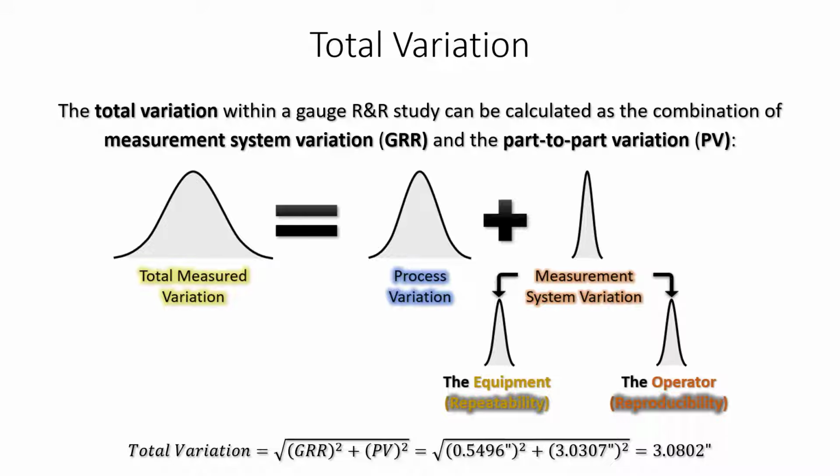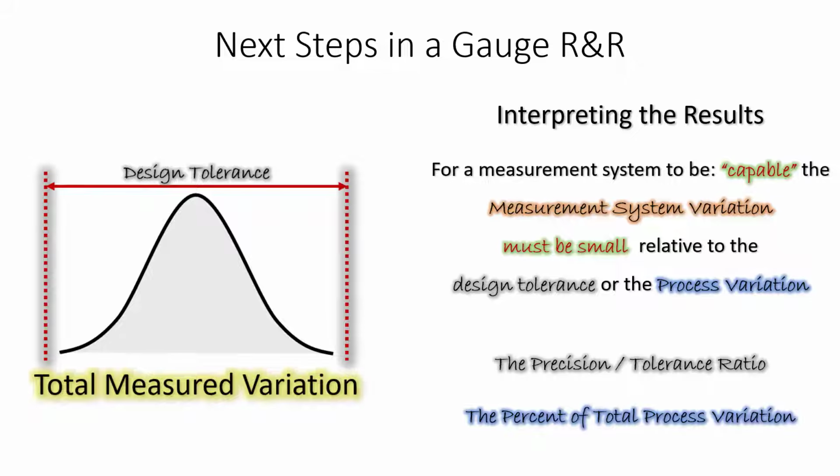And the question still remains, is our measurement system capable of meeting our intended needs? And that's going to be the third part in the video series. We're going to take these results and do some calculations, the precision tolerance ratio and the percent of total process variation, to essentially make that conclusion. Is our measurement system capable of its intended purpose?